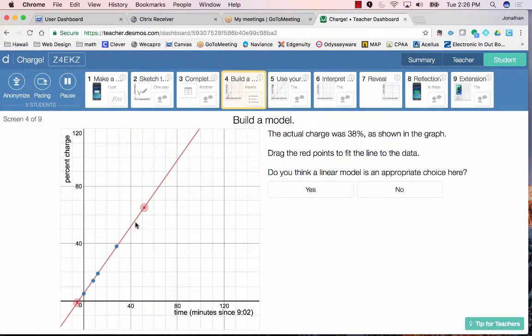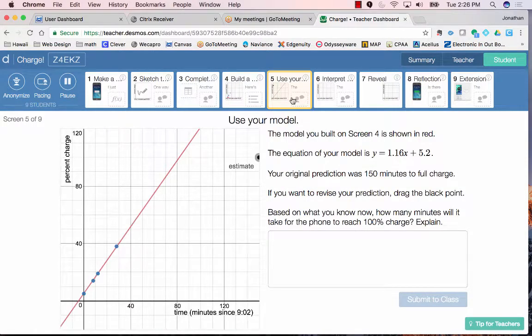Do we think a linear model is a good choice? Yeah, I would say so, right? Looks like my 4 points fall right on the line. Yes. And that's what you're going to do. It gives you the equation of our model, based on the 2 dots that we picked and the line we slid around. There we go.